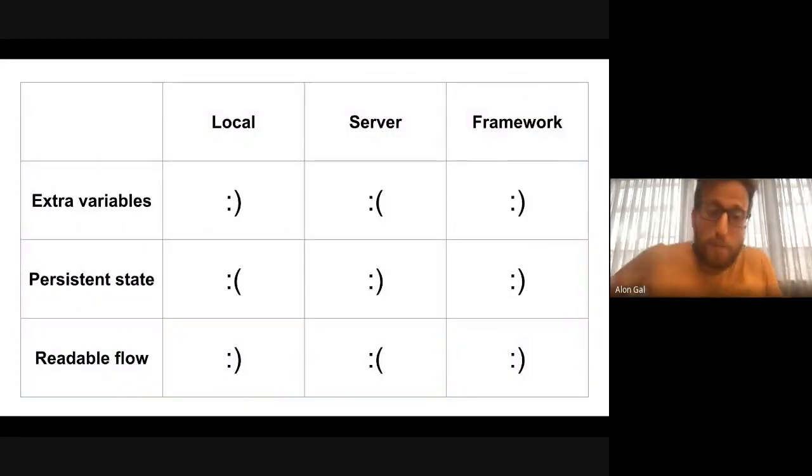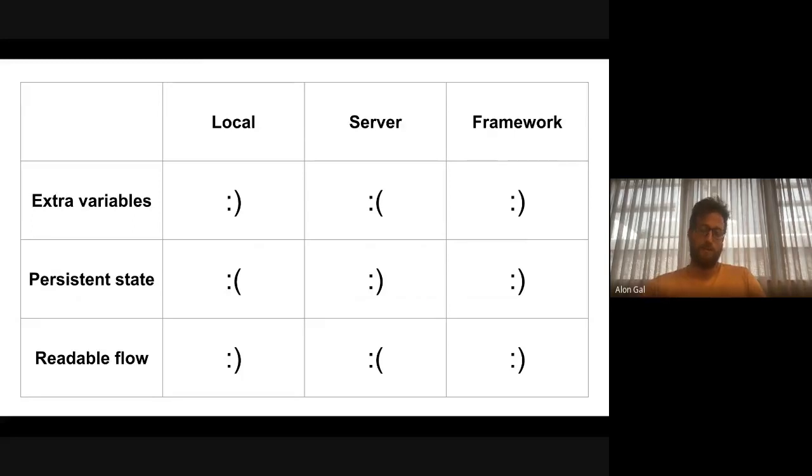So let's do a quick comparison of the nifty stuff, or the good stuff, that is motivating us to use the framework. So first we have these extra variables that we needed to know where we are. In the local version, we don't need them. In the server version, we do. And in the framework, we, again, don't, which is a good thing. It's less stuff that the developer needs to worry about.